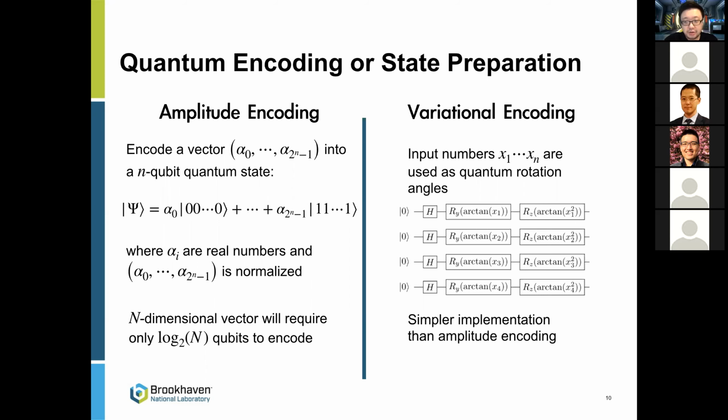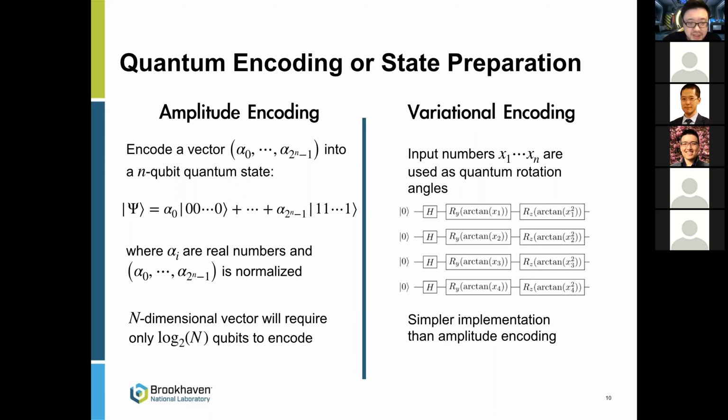Another encoding method is called the variational encoding. So the idea is that you directly put your input numbers x1 to xn into the quantum circuit, and use these numbers as the rotation angles of a quantum gate. And there are so many potential quantum gate sequences to achieve these results. Here I put one example.